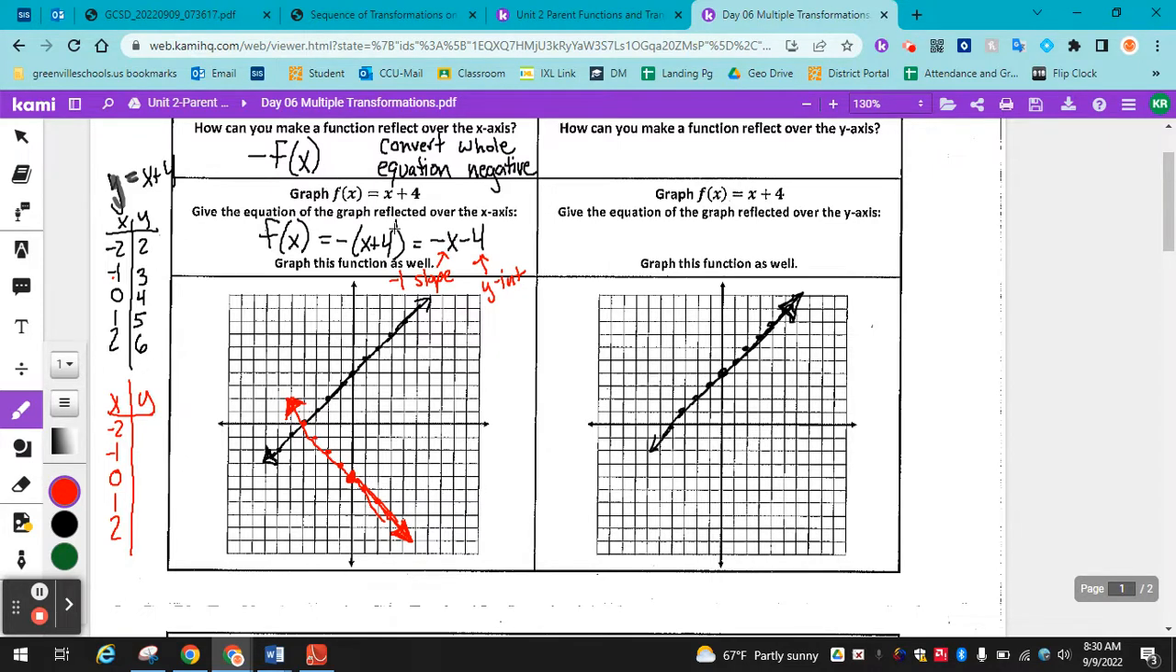Now, if I'm reflecting it over the x-axis, I am changing the signs of my y values. So if I was at 0, 4, now I'm at 0, -4. So all the y values are changing signs. So if it was positive, it would become negative, but all of ours were positive, so they're all going to become negative. So there's your answer. Okay. All right.